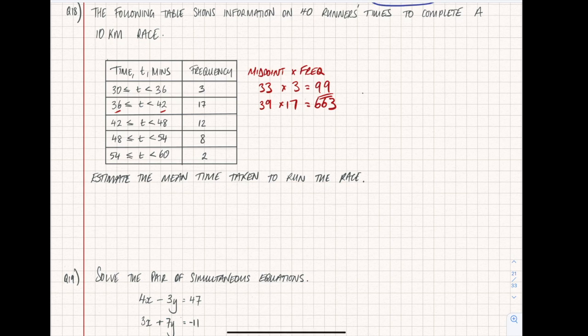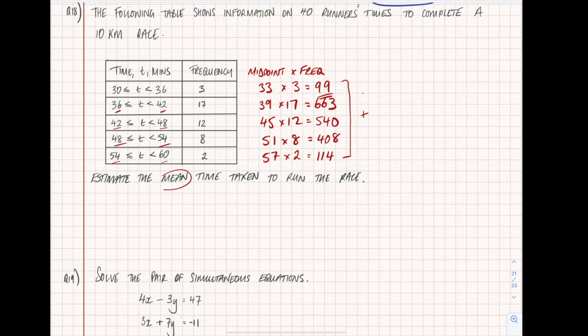The next one, again, difference of 6, just double check that the difference is the same. So that becomes 45 times by 12. So 45 times 12 gives you 540. Then we're doing, again, difference of 6. So that becomes 51 times by 8. And you get 408. And then the last one, the difference between 54 and 60, again, a difference of 6. So 57. And then we're timesing that by 2 to get 114. Okay, so your first step is to just work out the midpoint of each group and times it by the frequency. Once you've got all of these, you then add those together because this becomes your total.